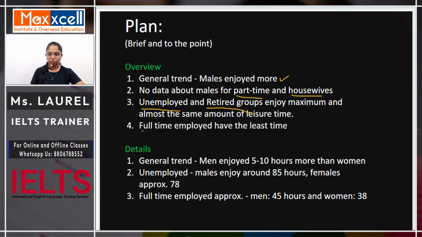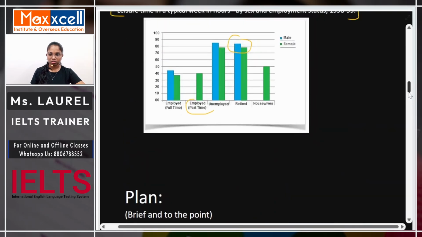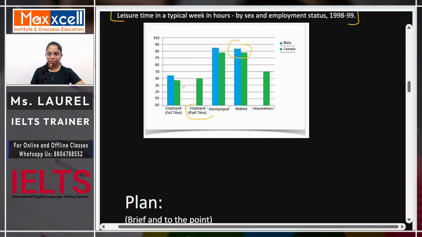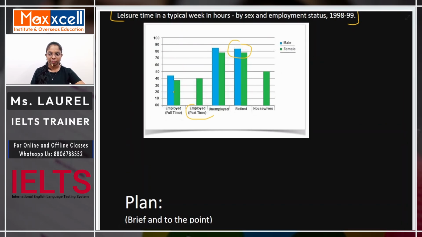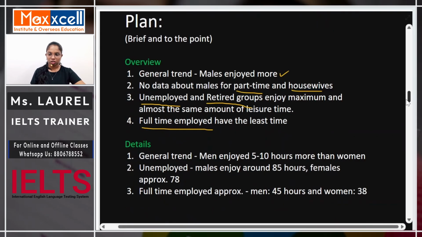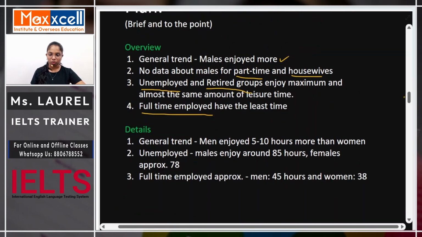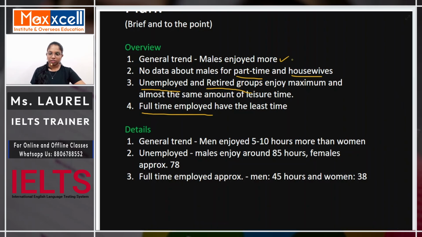And the fourth point that we have put is full-time employed. Now we are going to look at the list here. Full-time employed people in general, both male and female, have the least amount of leisure time, which is obvious considering the fact that they are working for most of the time. So obviously they will have less time for themselves. So these are all the overview points. Now, matching these, we have to write the details.